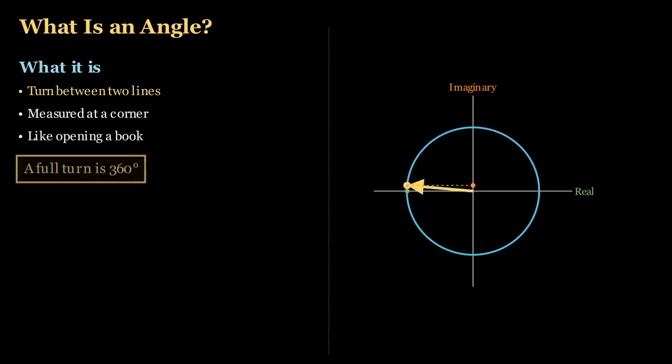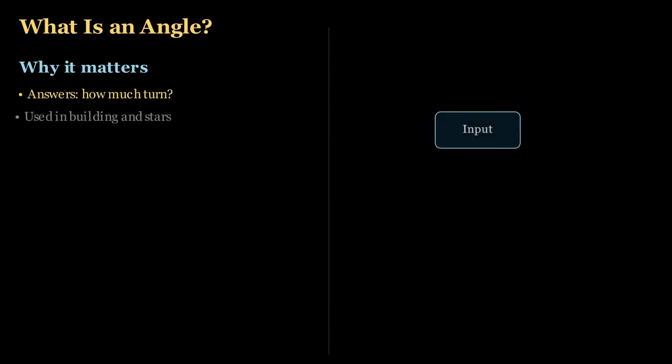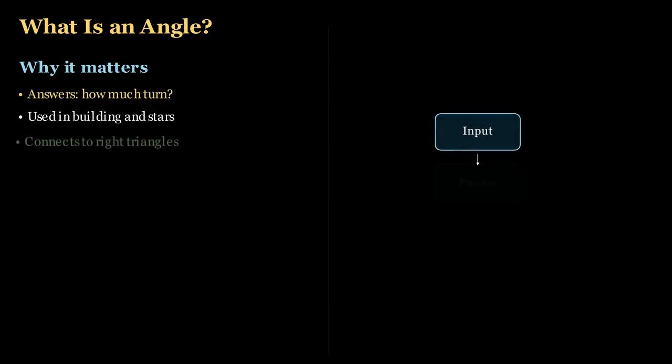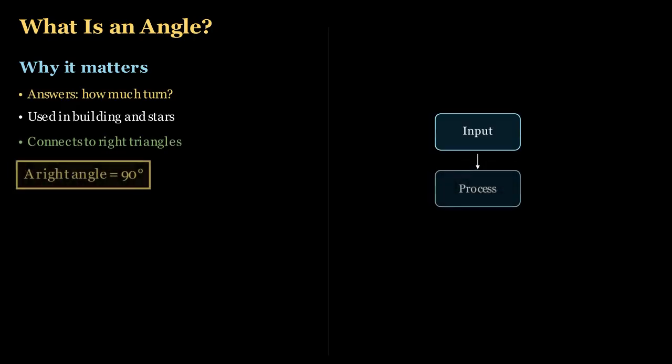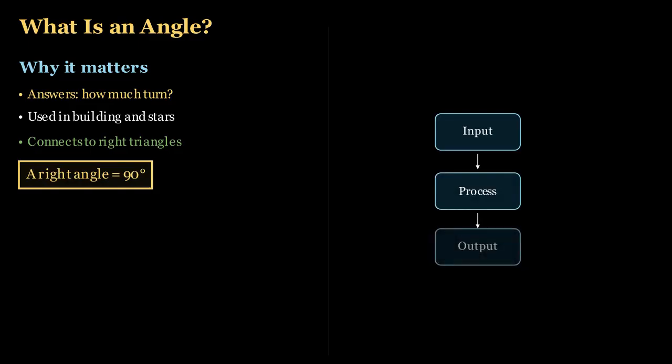Imagine opening a book, the cover and the first page spread apart. That spread, or opening, is what we call an angle. We need angles to answer a simple question: how much did something turn? Builders used them to make walls straight, and ancient stargazers used them to measure how high the sun climbed. An angle is the first step to understanding right triangles.